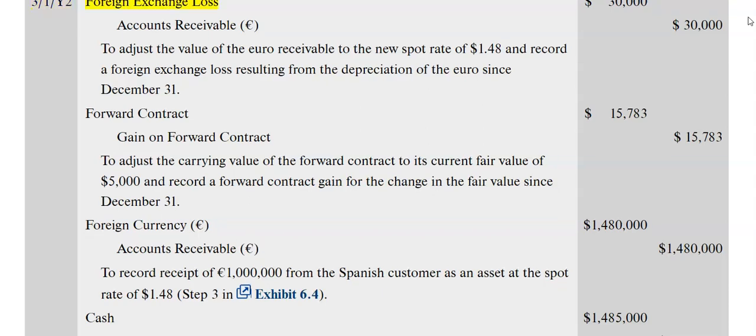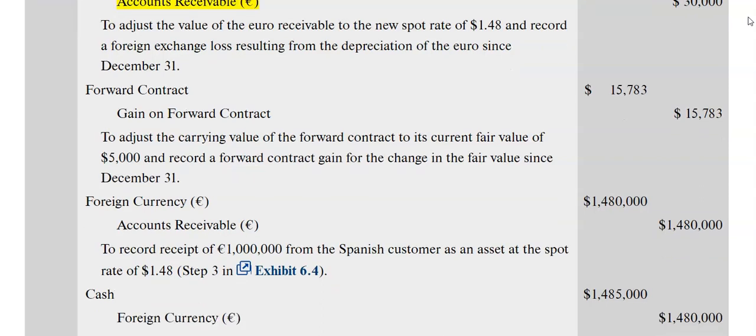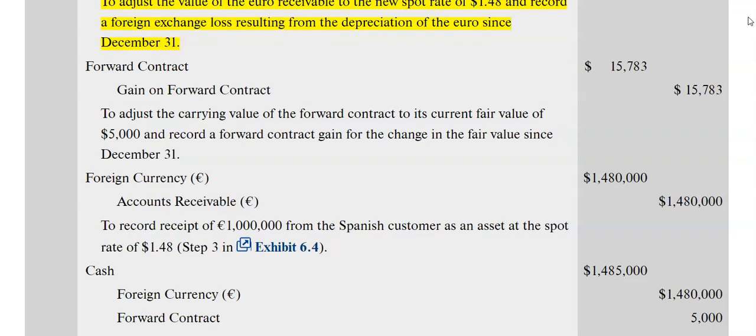3/1/Y2. Foreign exchange loss, $30,000. Accounts receivable, Euro, $30,000. To adjust the value of the euro receivable to the new spot rate of $1.48 and record a foreign exchange loss resulting from the depreciation of the euro since December 31st.